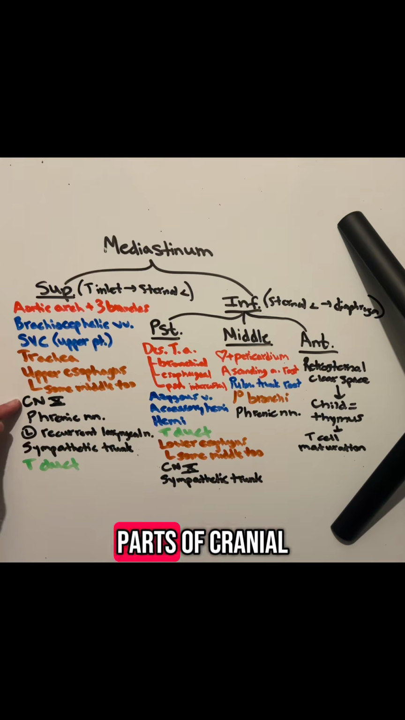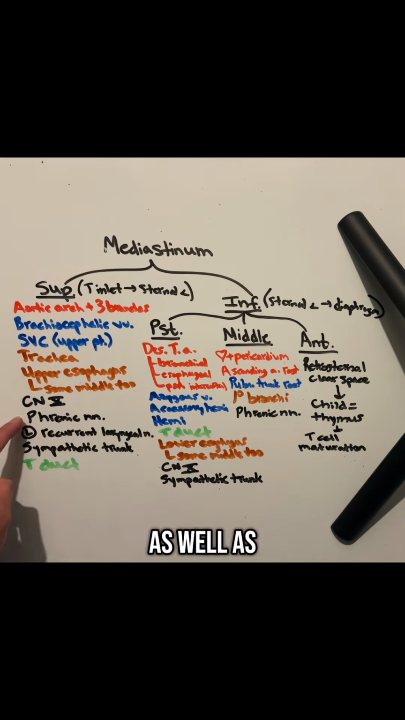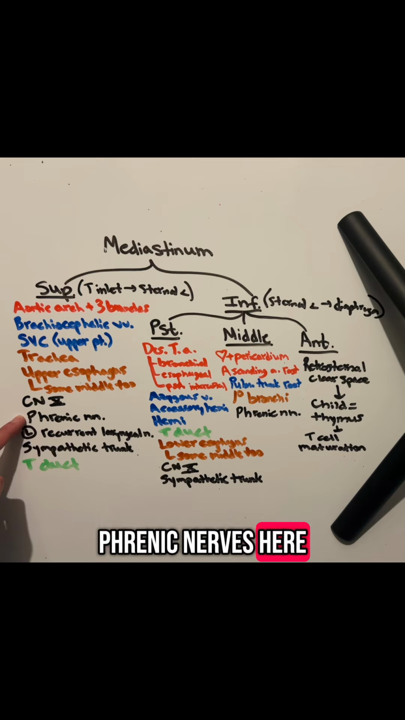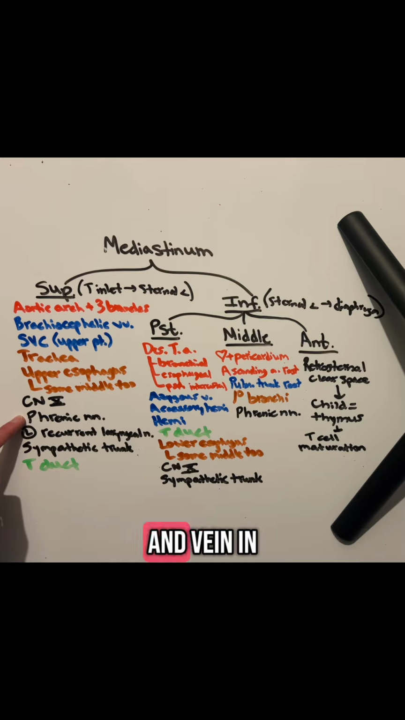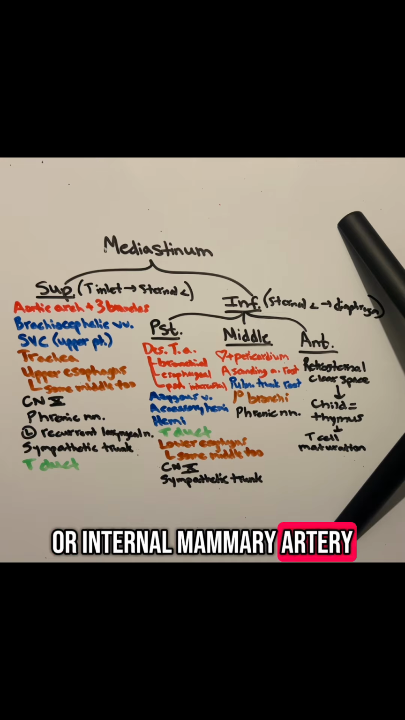We also find parts of cranial nerve 10, or vagus, in the superior mediastinum, as well as parts of the phrenic nerves. And since we find parts of the phrenic nerves here, we also find parts of the pericardiophrenic vessels, the pericardiophrenic artery and vein, in which the artery comes off the internal thoracic or internal mammary artery.